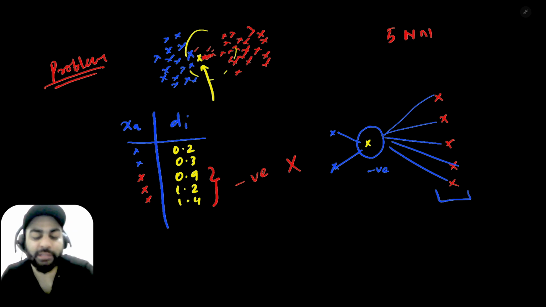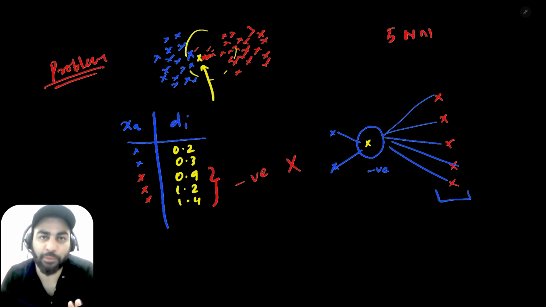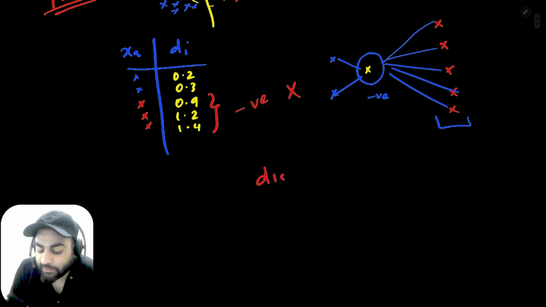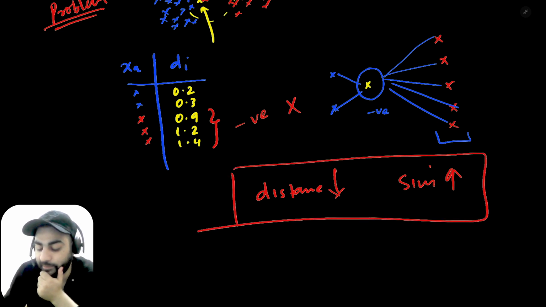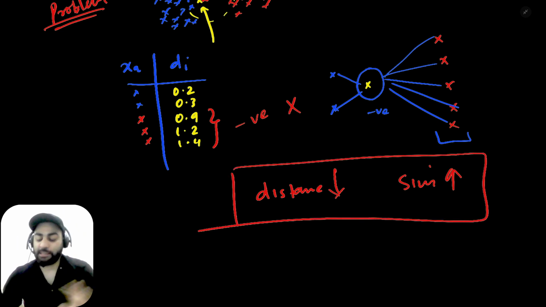So can you propose a solution by which we can overcome this problem, if the problem is clear? Again, retaking the problem here, we have some blue points, which are fewer in number, but obviously the distance is very small. Sir, we can assign weight on the basis of distance. Okay. So the distance is less, which means similarity is more. That's what I wanted to convey: distance is less and similarity is more.